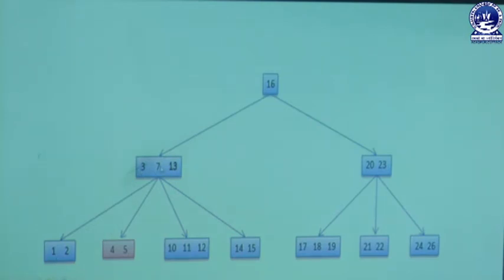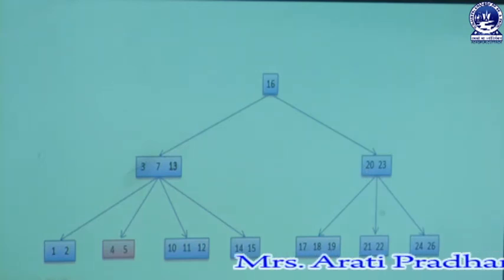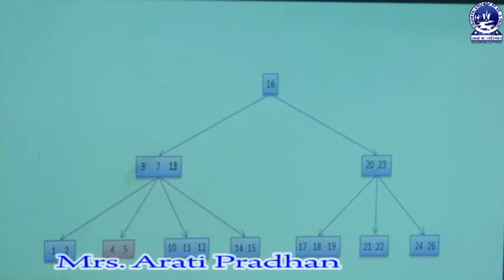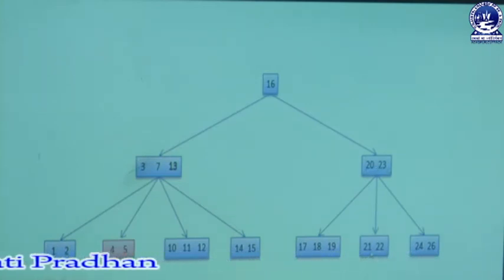In between the range of 7 to 13, the keys 10, 11, 12 are present, and the keys which are greater than 13 are present at 14 and 15. Similarly, the keys which are less than 20 are present here. Those are 17, 18, 19. The keys in the range of 20 to 23 are 21, 22 here. And the keys which are greater than 23 are 24 and 26.